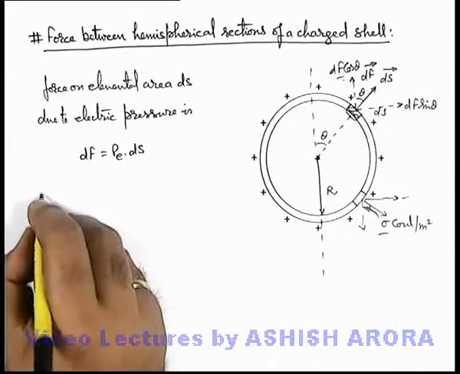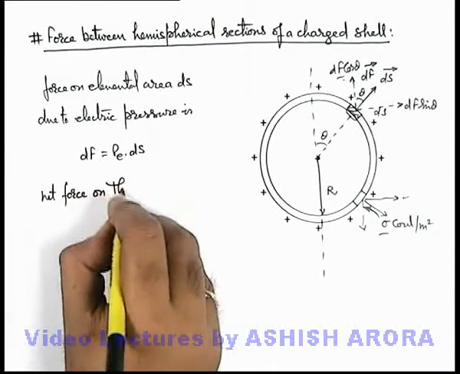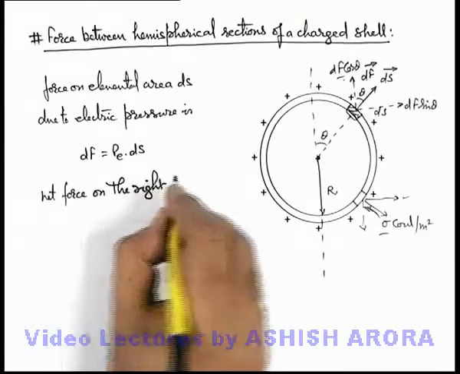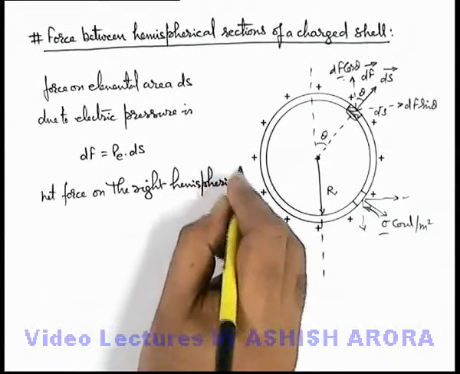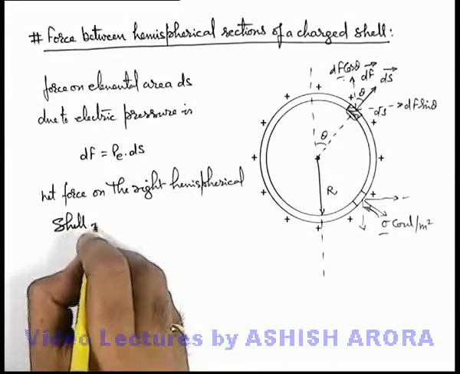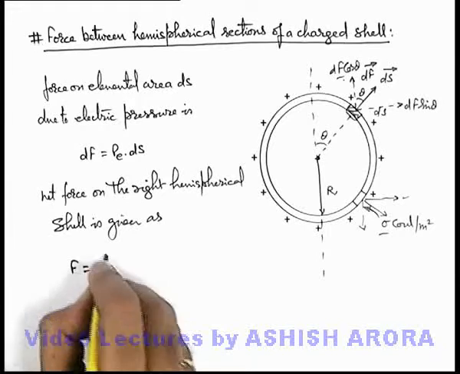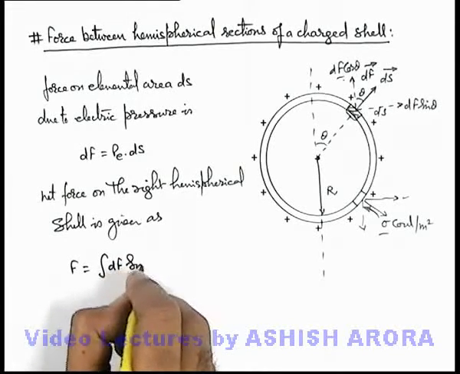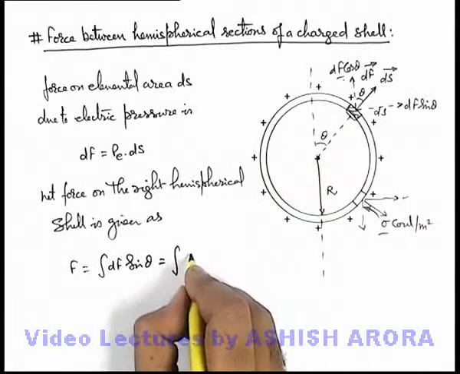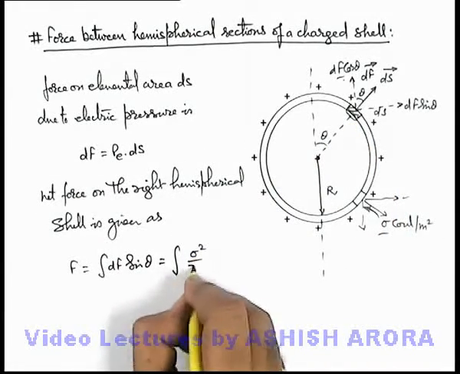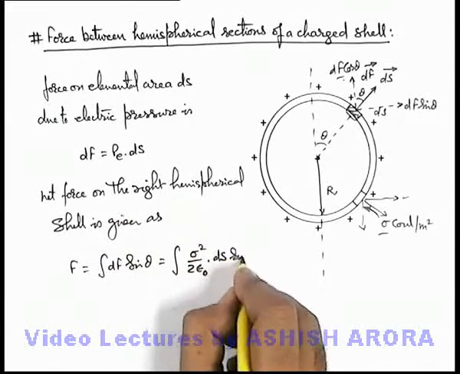So in this situation, we can say net force on the right hemispherical shell is given as, this can be given as F will be integration of df sin theta, where we substitute the value of electric pressure on a surface. We know it is given by sigma square by 2 epsilon naught multiplied by ds sin theta.